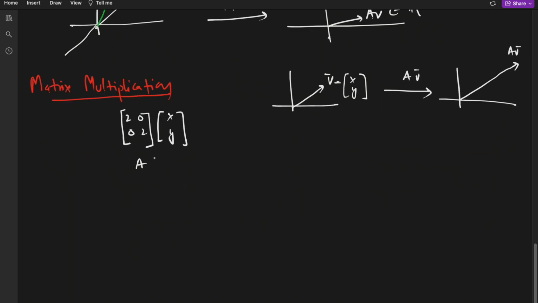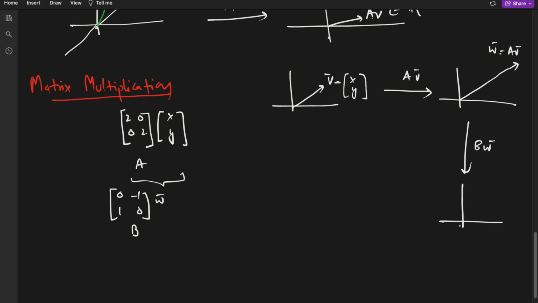This will give me another vector, because a matrix-vector product is a vector. So let us suppose A times V is W. And then to W I apply another matrix, which is a rotation matrix, 90-degree anti-clockwise rotation. Let us suppose this is B. So I did B times W, which will rotate the vector 90 degrees anti-clockwise.